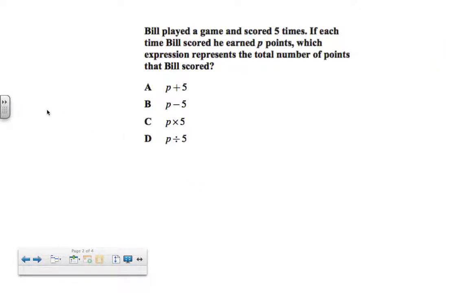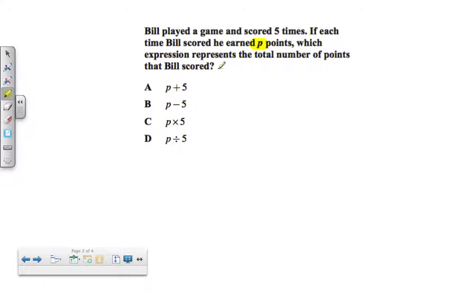I'll read it with you. Follow along as I read. Bill played a game and scored 5 times. If each time Bill scored he earned P points, which expression represents the total number of points that Bill scored? Now P, let me highlight it for you real quick. Where's my highlighter? There it is. Booyah. That's a variable. The variable stands for something that you don't know, and it's okay not to know it.